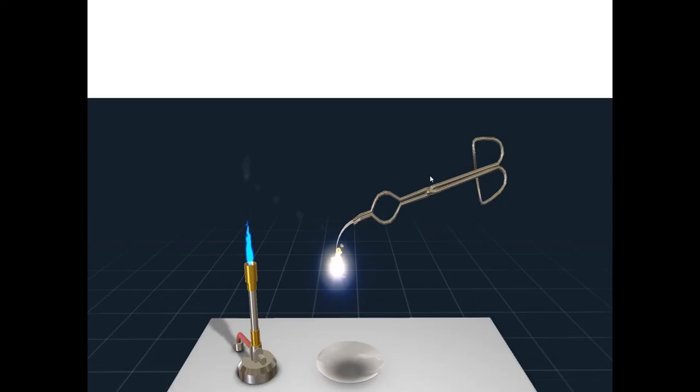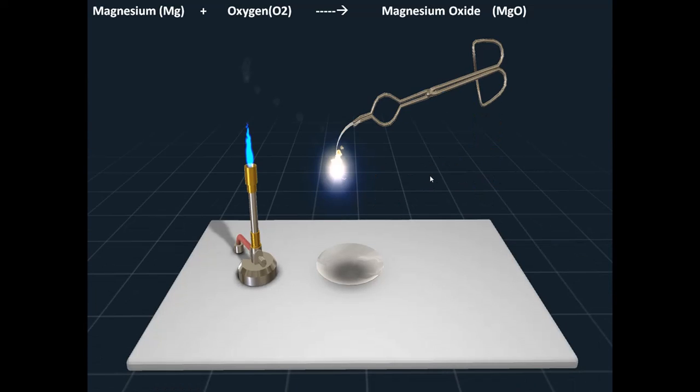This change that you observe here in this activity can be represented with the help of an equation. Here, magnesium ribbon is taken with the help of tongs. It is heated using a Bunsen burner or candle flame, and after burning, ash of magnesium oxide is collected. Let us learn what is happening with the help of this equation.